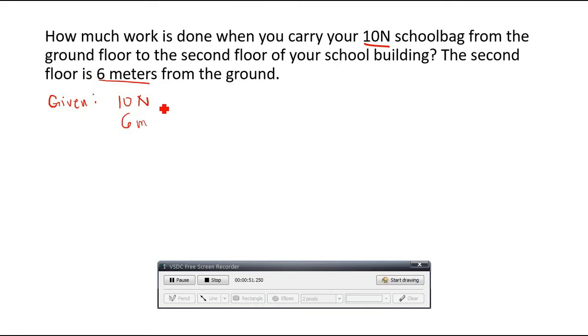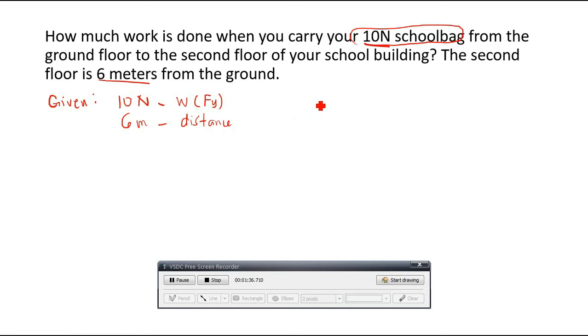It says here 10 Newton school bag. If you're going to analyze that, that is the weight of your school bag. We all know weight is also an example of force. And 6 meters, that's the height of the building from the ground floor to the second floor. So that's basically your distance.